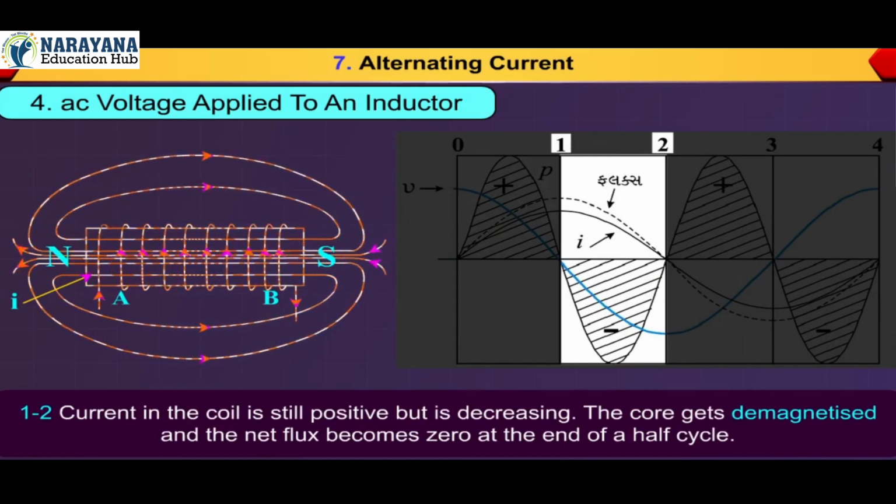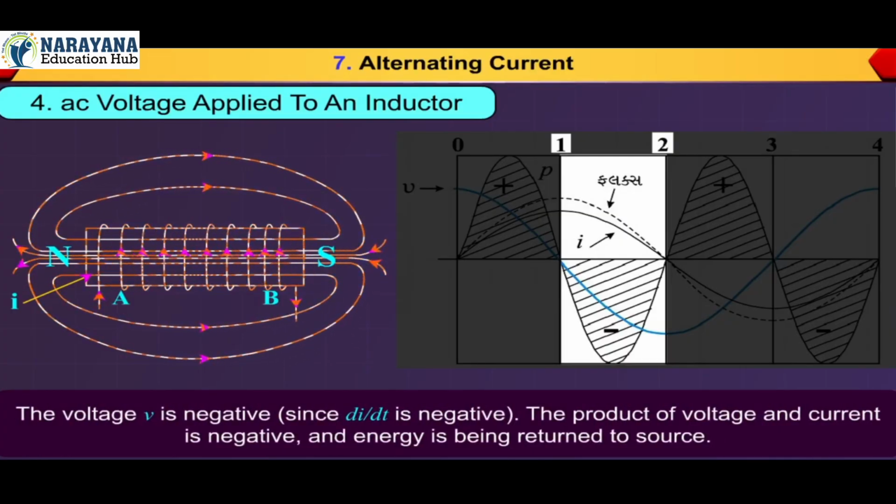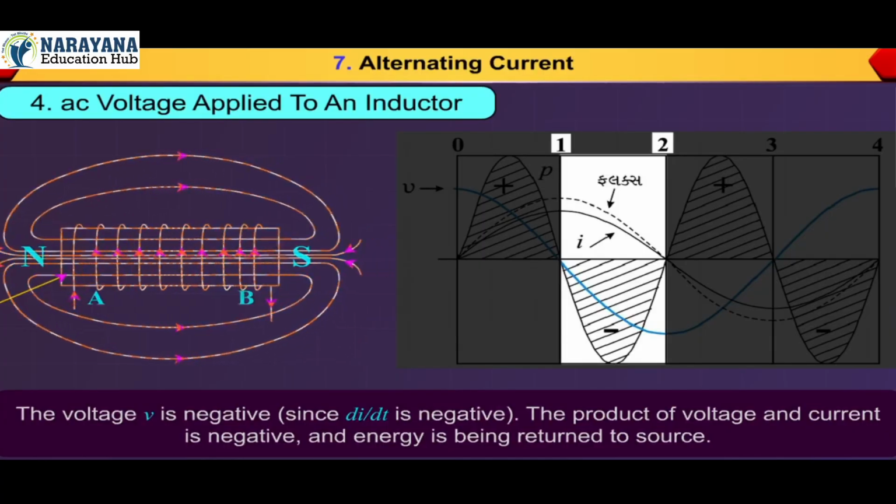1 to 2: current in the coil is still positive but is decreasing. The core gets demagnetized and the net flux becomes 0 at the end of a half cycle. The voltage V is negative since di upon dt is negative. The product of voltage and current is negative and energy is being returned to source.